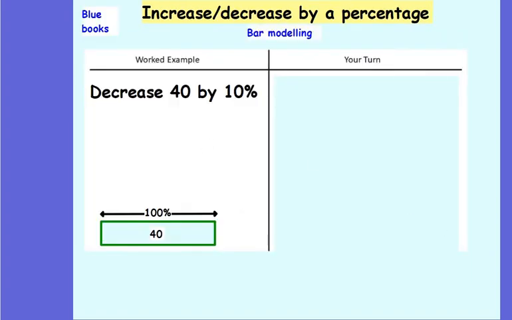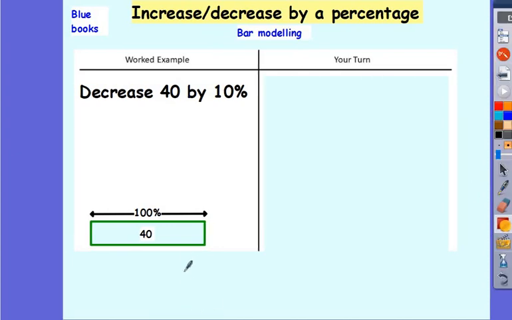Right, so far we've been looking at increasing by a percentage. Let's move on to decrease. So back into your dark blue books for me. I'm going to start off with an example and then you're going to do one. I've been asked to decrease 40 by 10%. So what's my bar model going to look like now? I want to get rid of this 10%, so I'm going to leave it as red. And I want to be left with the rest of my bar.